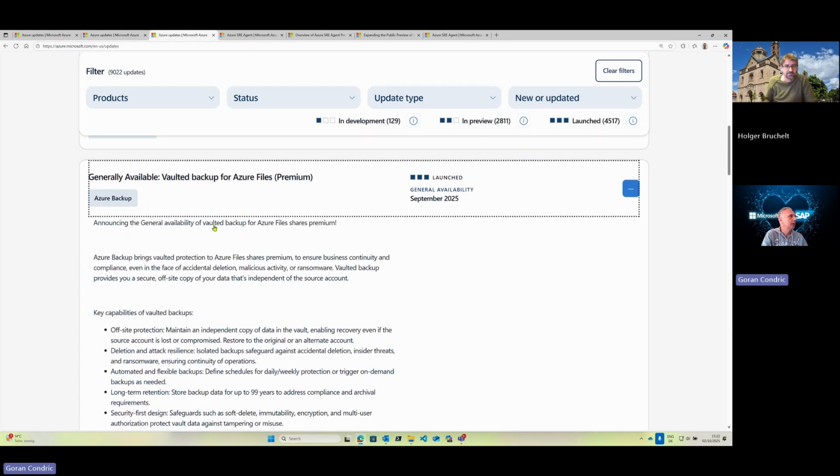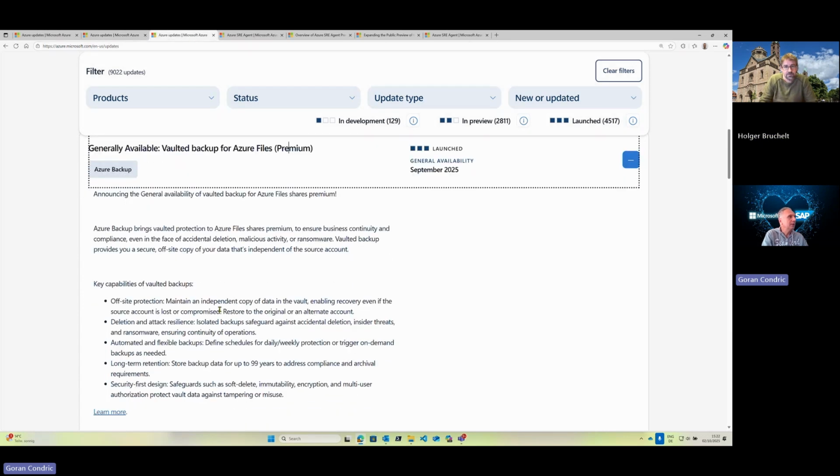And another one: Azure Files Premium and backup for Azure Files Premium was not available in the beginning. So we have general availability now. Azure Files is used heavily also with SAP.